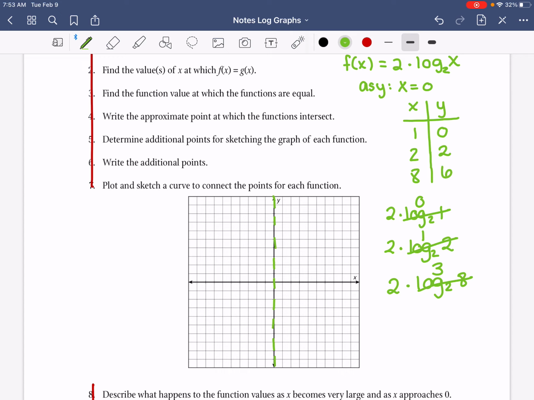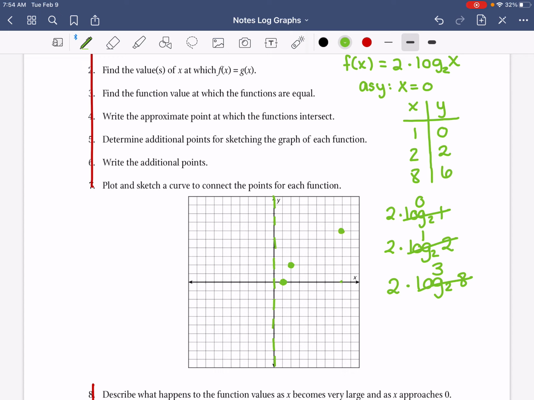So I'm just going to plot those points. So I have 1, 0. That means you go right 1, but not up or down at all. 2, 2 means right 2, up 2. 8, 6 means I go right 8, up 6. And those are my 3 points.